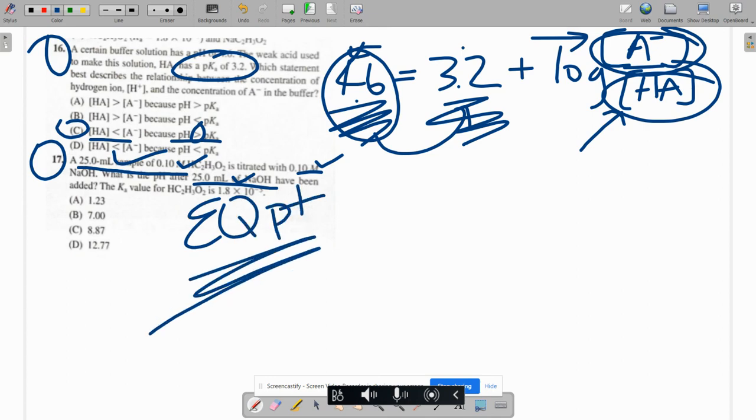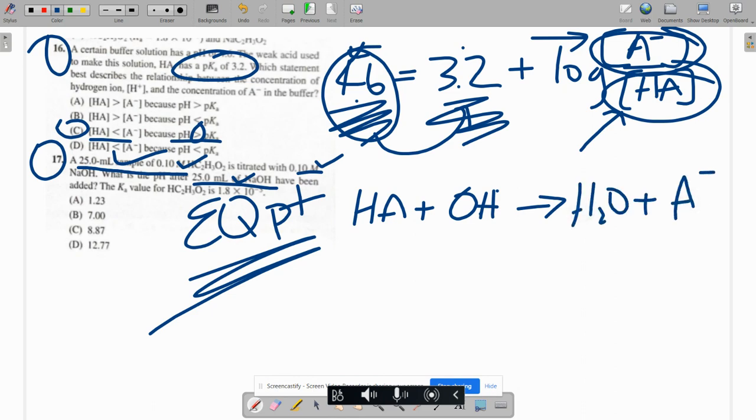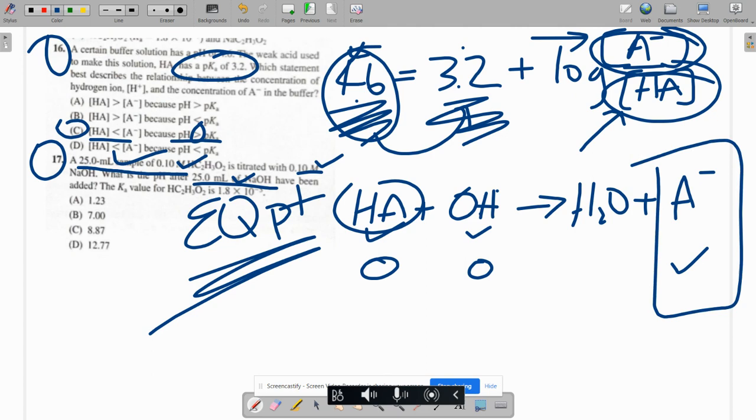So if you think about this acetic acid, again, I'm being lazy, with the OH minus, if you think about your ICE table, you're going to make water, and you're going to have A minus. So at the equivalence point, you've added enough base to react with all the HA. These guys both go down to 0. All that HA will be converted to A minus. So what's A minus going to do to the pH?